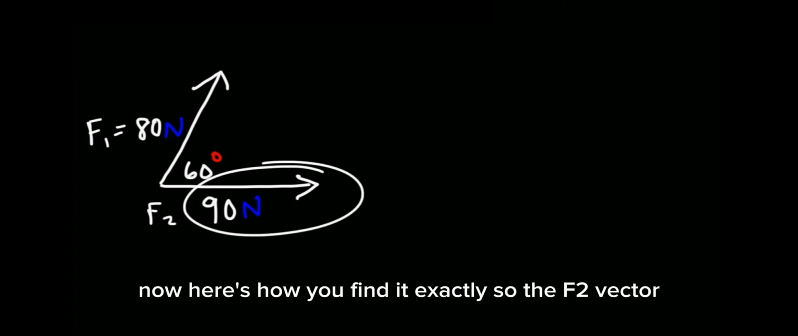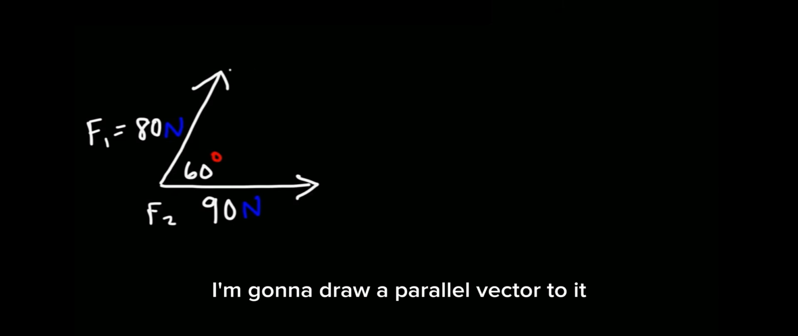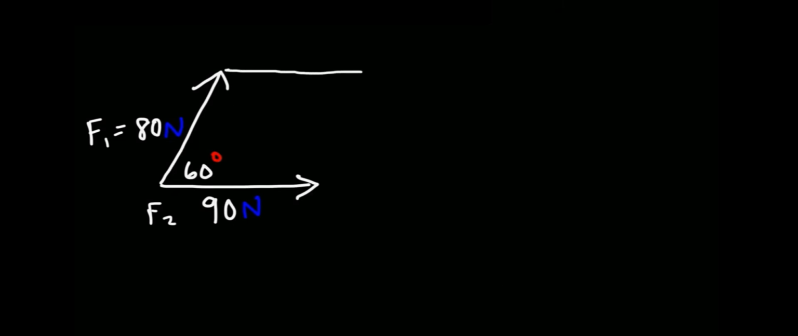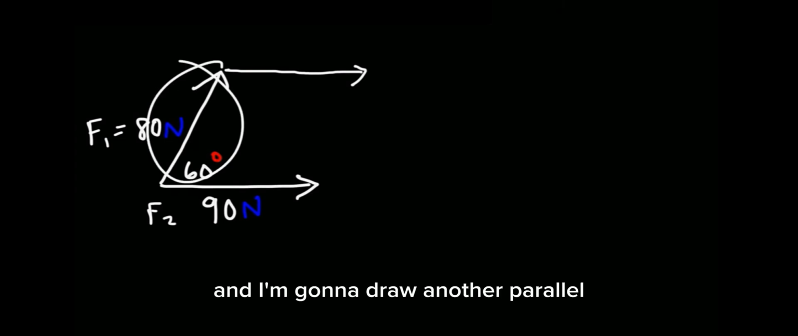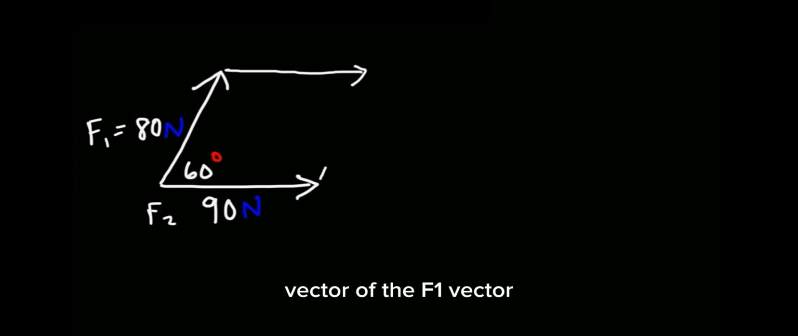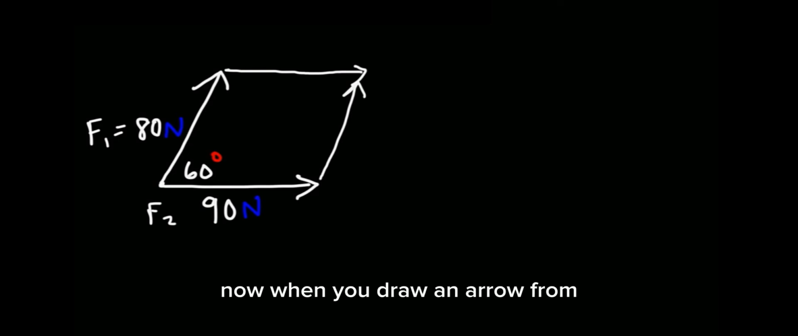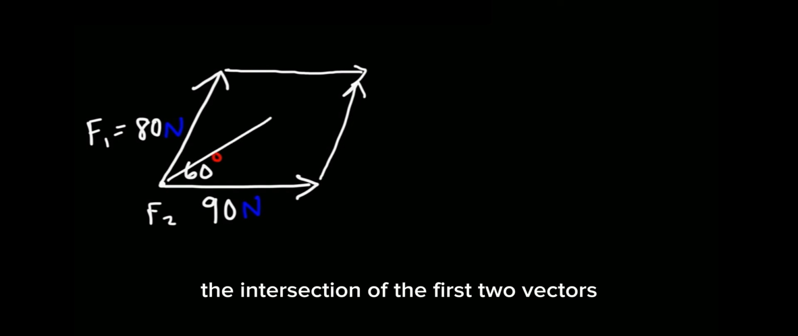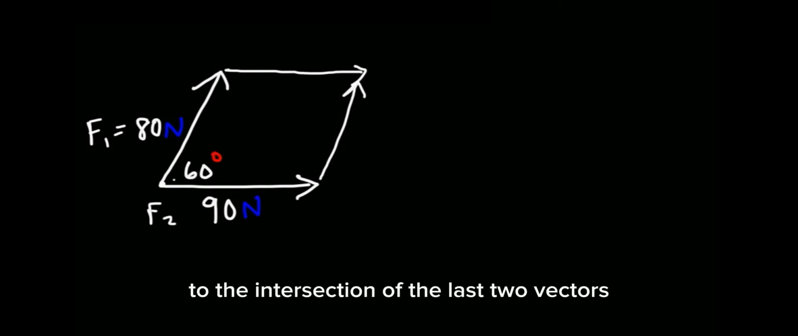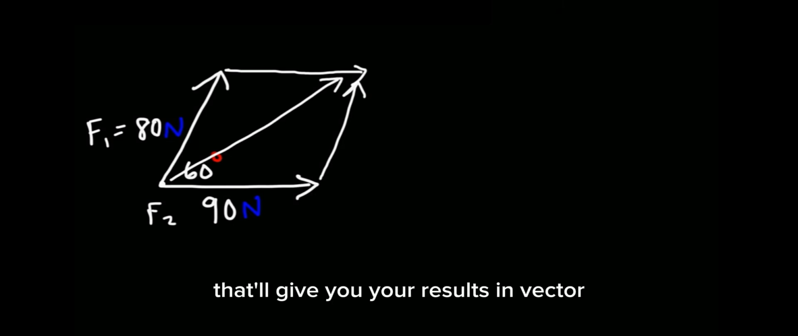So the F2 vector, I'm going to draw a parallel vector to it, which looks like that. And then I'm going to draw another parallel vector of the F1 vector, forming a parallelogram. Now, when you draw an arrow from the intersection of the first two vectors to the intersection of the last two vectors, that'll give you your resultant vector. So I'm going to redraw that.